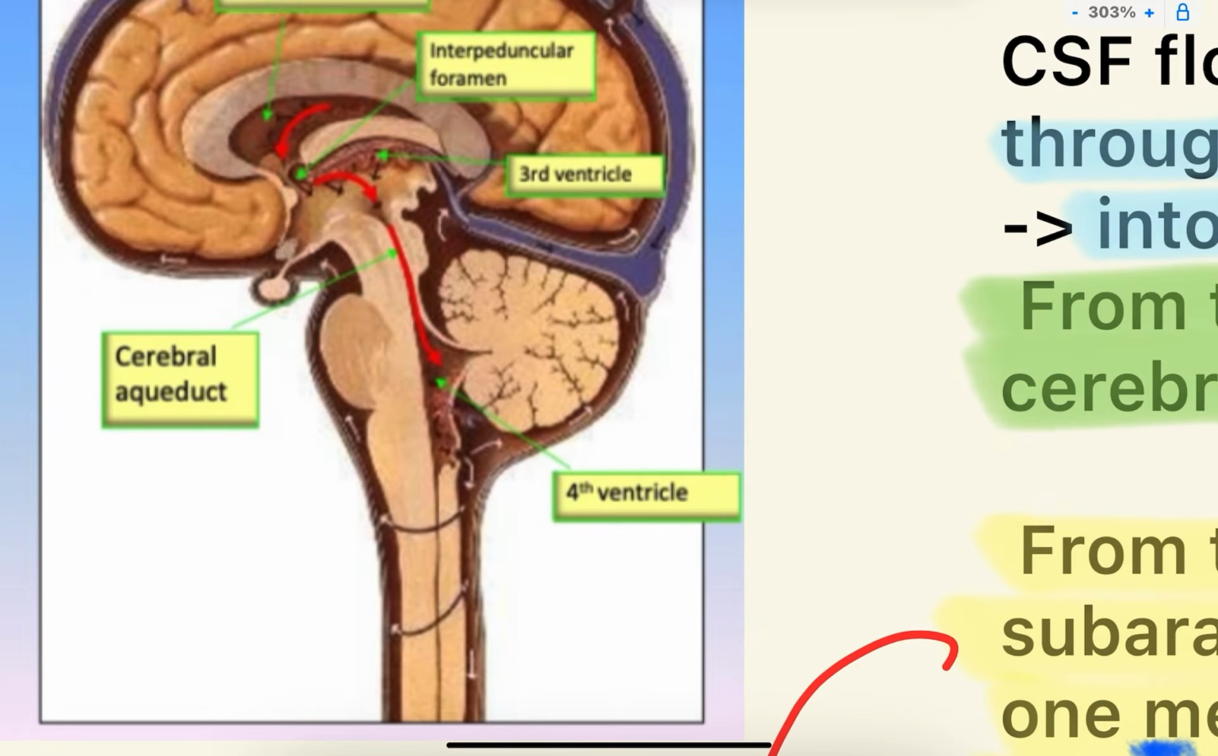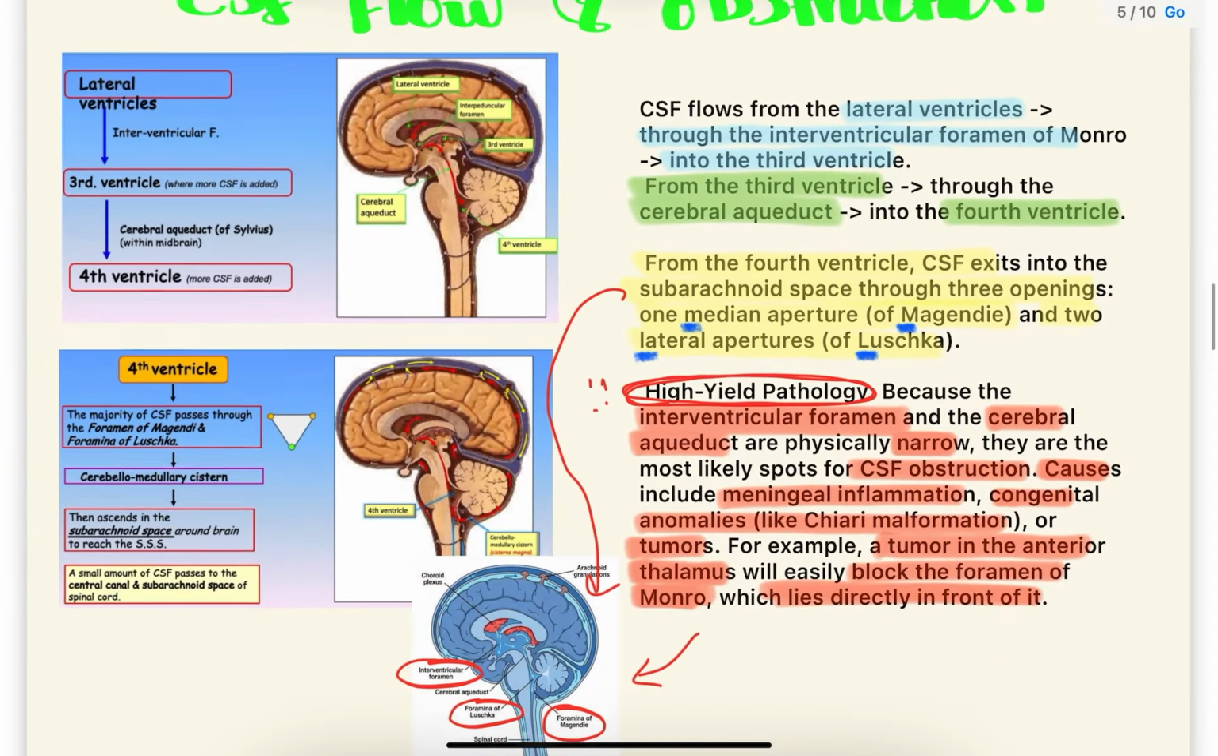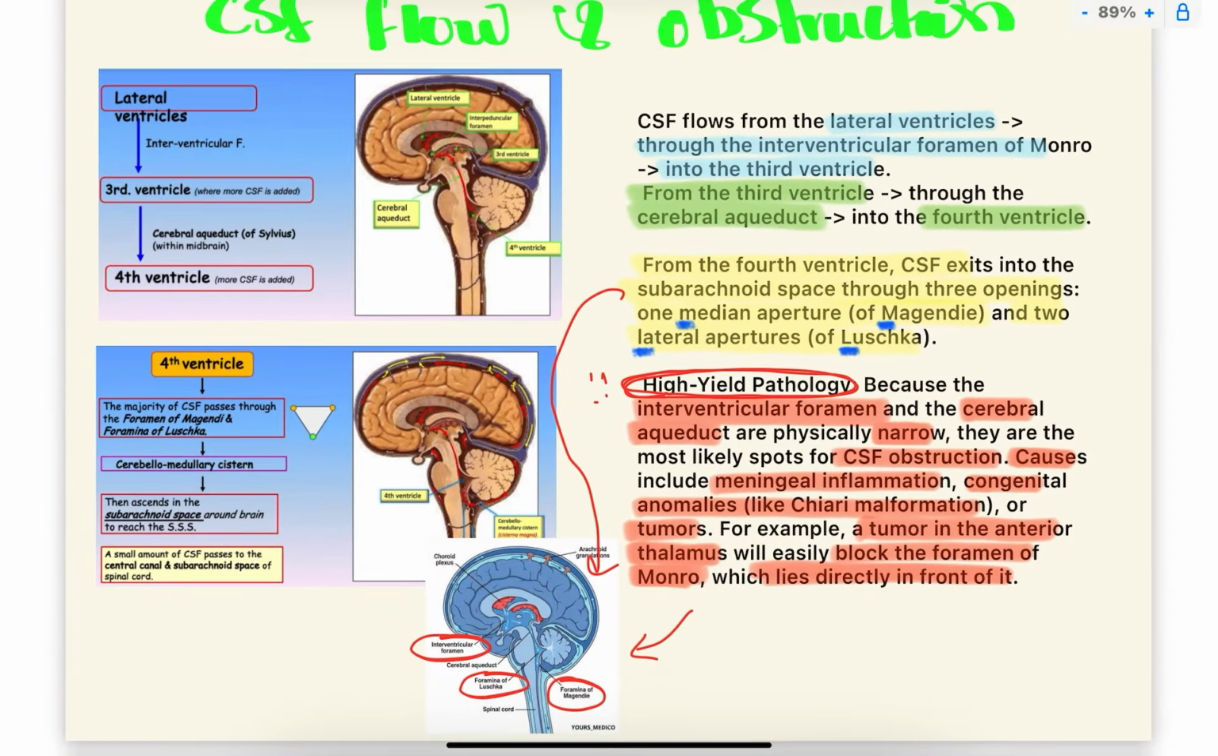So, from the third ventricle, it will go to the fourth ventricle through what? This here, this aqueduct of Sylvius. So, it will go this way. Okay. Now, from the fourth ventricle, is it going to stay here? No, it needs to go out. It will go to the subarachnoid space.